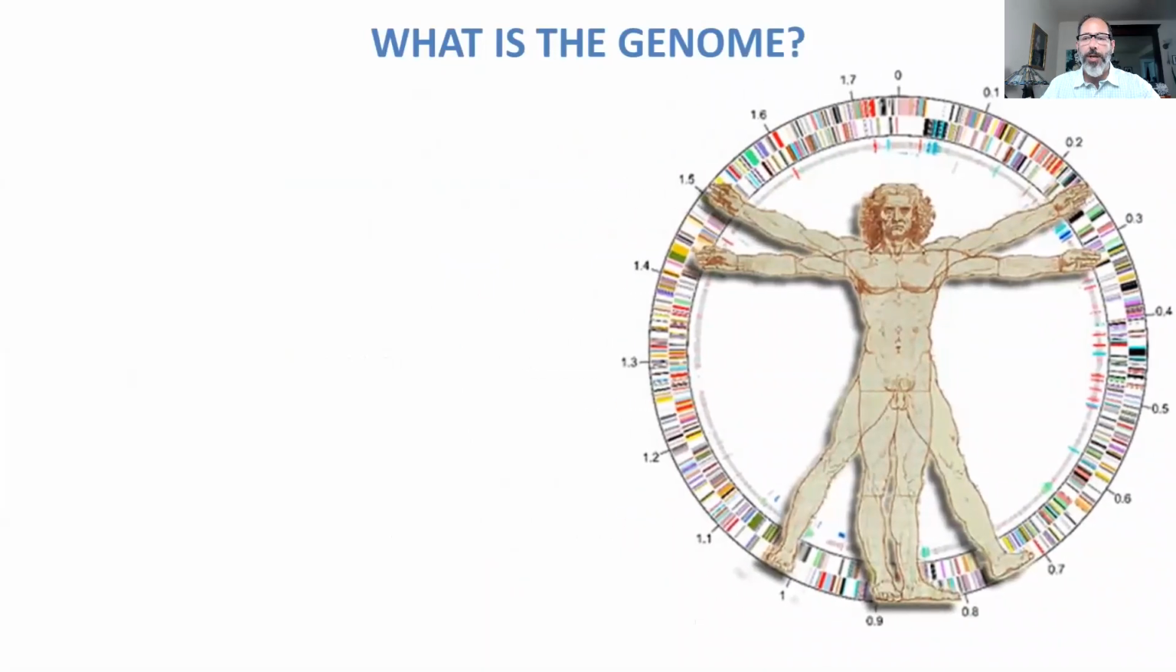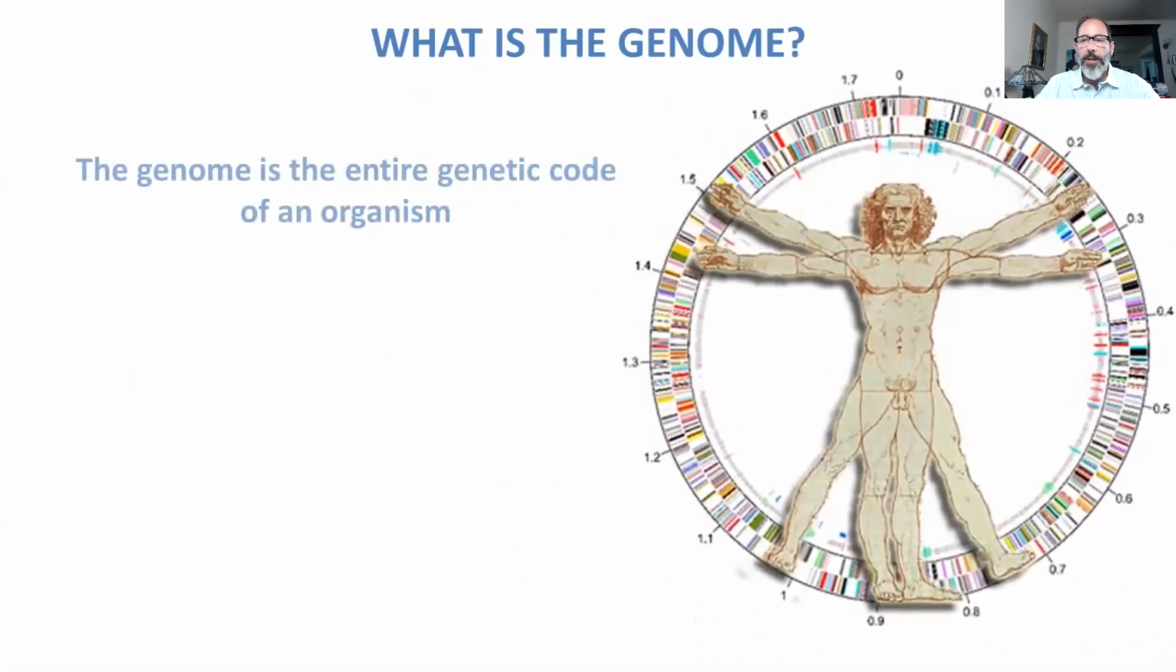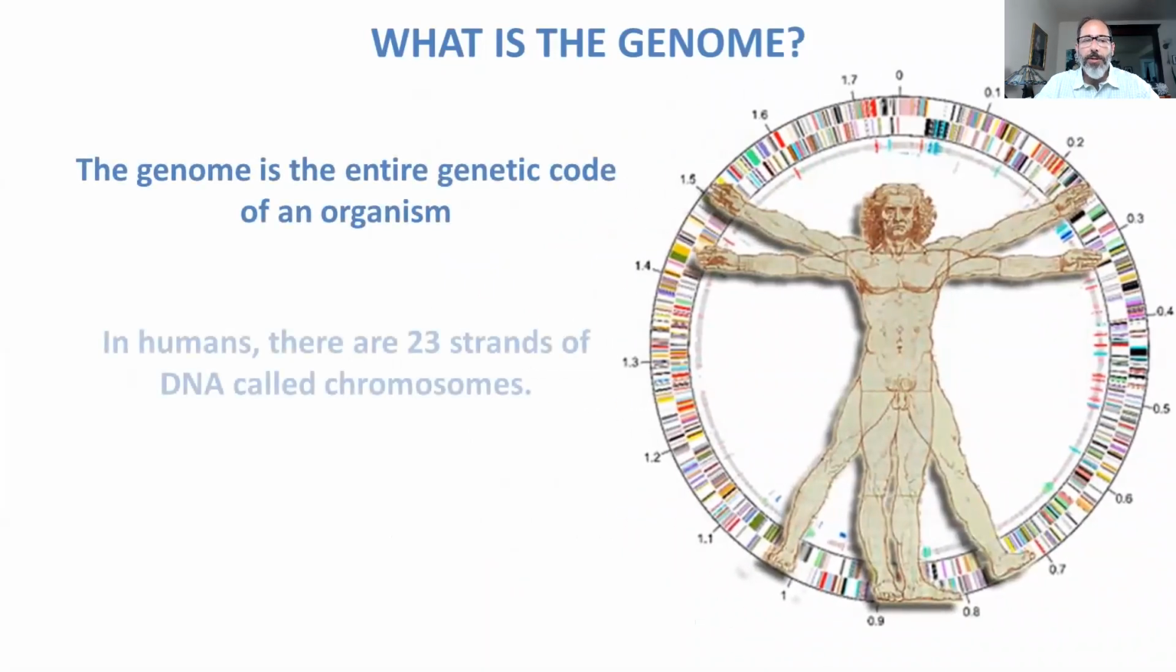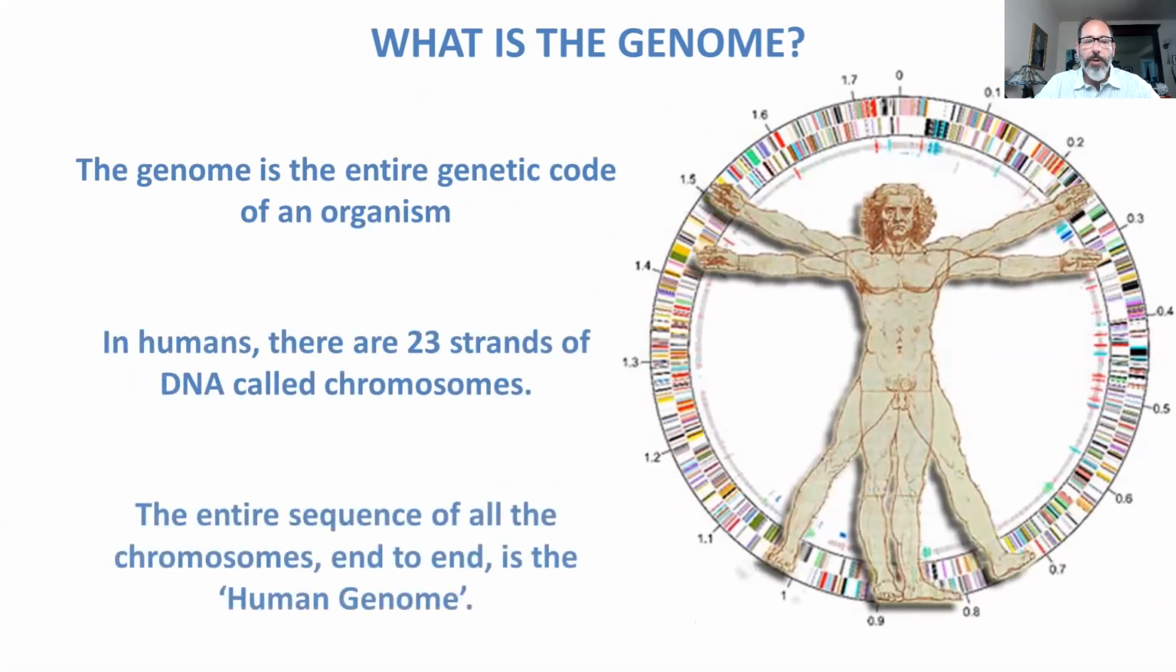Okay, so what is the genome? The genome is the genetic code or the sequence of letters for an entire organism. So everything that they have in all of their cells. So in humans, we have 23 strands of DNA called chromosomes. And of course, we have 2 of each, except for the sex chromosome that we might have 2 different ones or 2 of the same one. And so all of the chromosomes end to end, the entire sequence, that's called the human genome. And it's distinct from other organisms, okay?